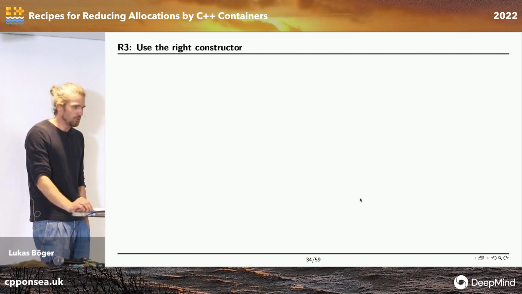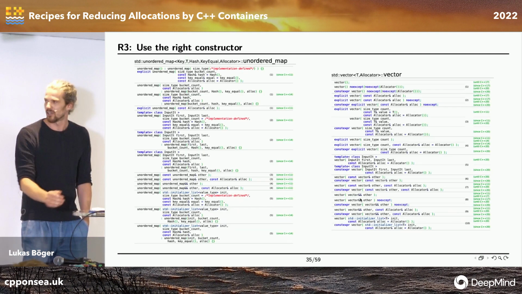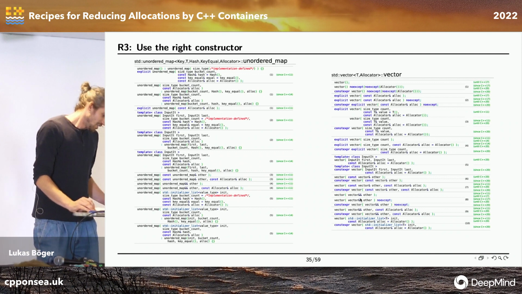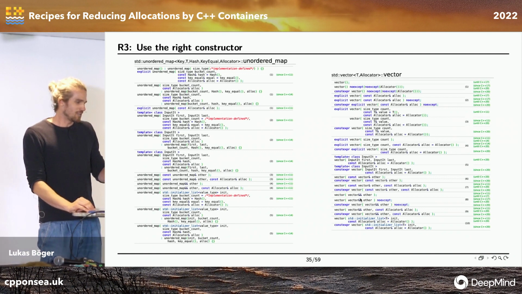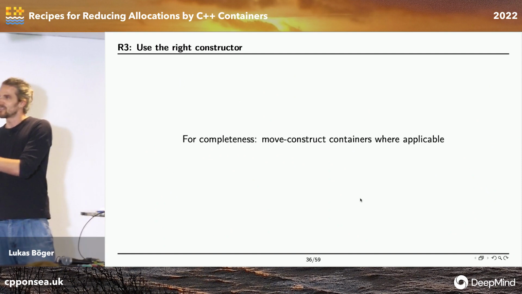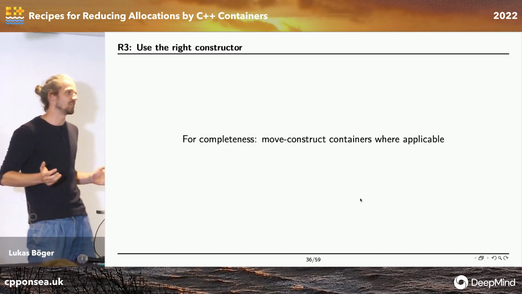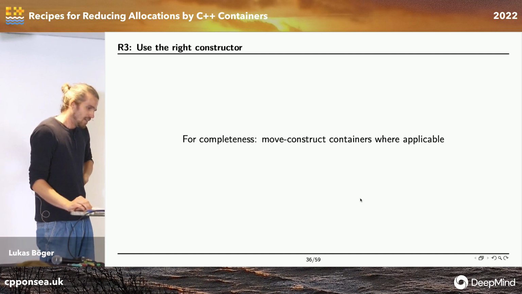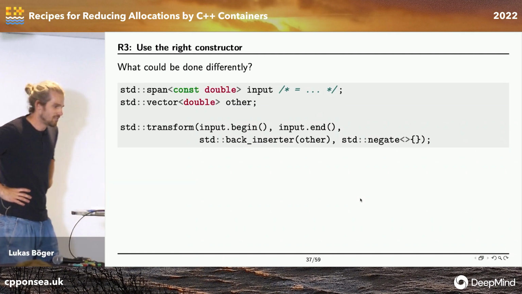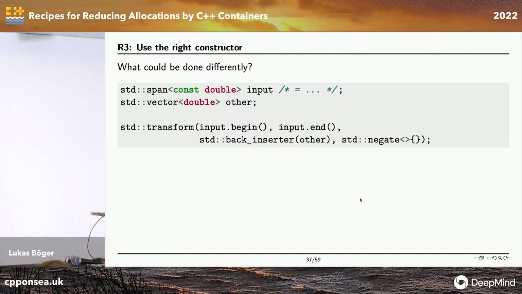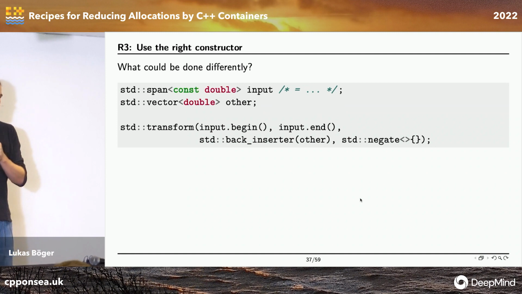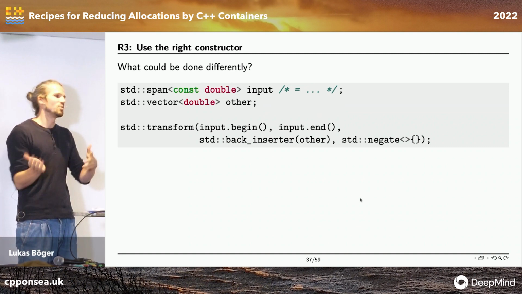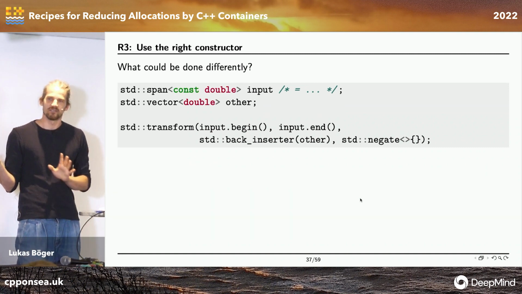Recipe number 3, use the right constructor. What does that mean? Here are some constructors. Just use the right one. Quickly upfront, of course, that implies using a move constructor if you can, but this is not what this is about, right? Because that's rather obvious. Rather, let's look at this. Are there any options how we could improve this in terms of allocations? And I don't mean call reserve, because we already had that, and now I'm thinking about something else.